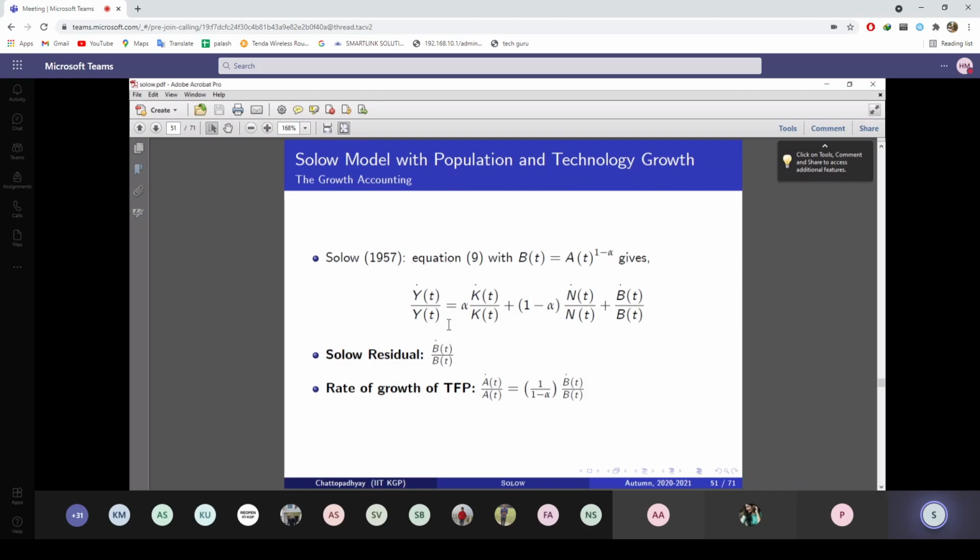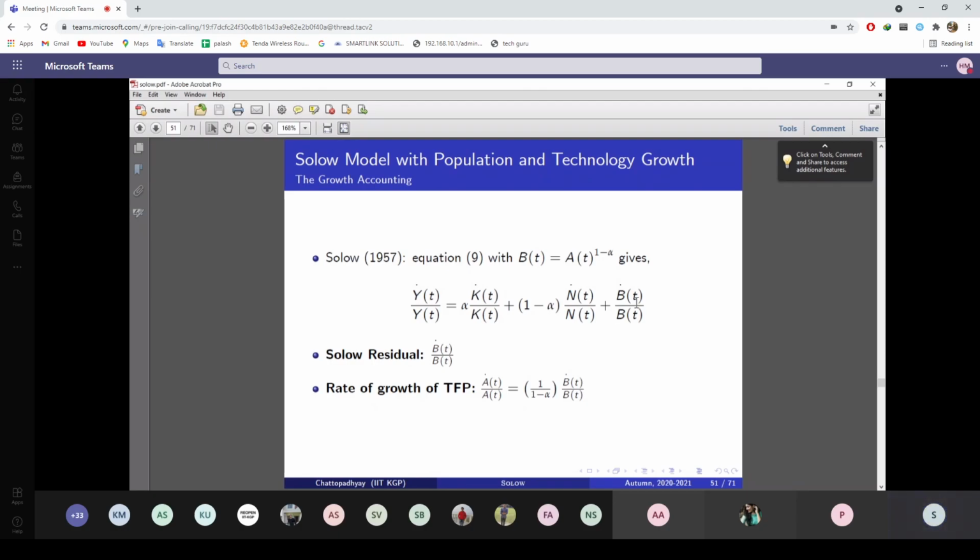From the data, this is my GDP growth. So I have GDP for each and every time period, so its growth rate can be calculated. I have capital stock data available, so I can calculate the rate of growth of capital stock. Population data for each and every country for each and every time period is available, so I can calculate the rate of growth of population. So what we will do, I will calculate B dot t by B_t equals Y dot t by Y_t minus alpha K dot t by K_t minus 1 minus alpha N dot t by N_t.